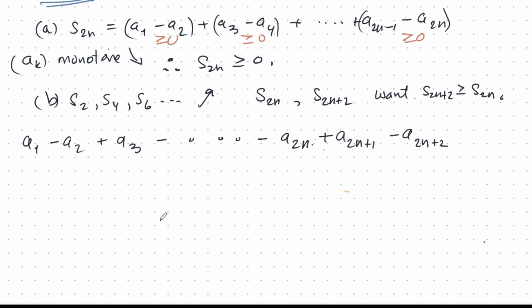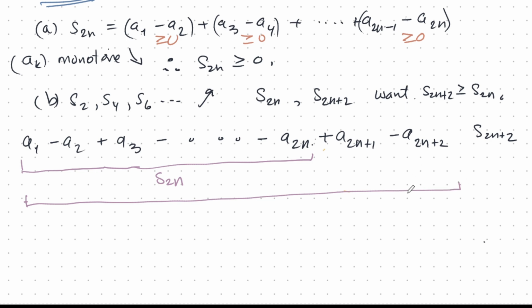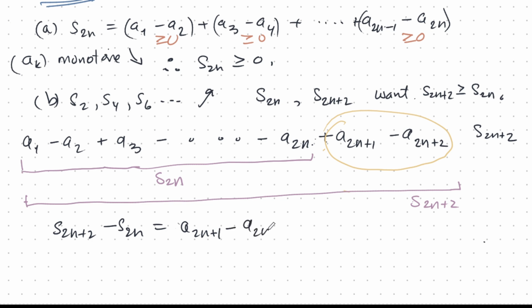So here I've written the whole thing out for S_(2n+2). And let's look at what we have. This is S_2n, that partial sum. And then on the outside, all the way up here, I have S_(2n+2). So I can subtract these two: S_(2n+2) minus S_2n. And what's that? Well, it's what is left over, and that's these two terms. So that's a_(2n+1) minus a_(2n+2).